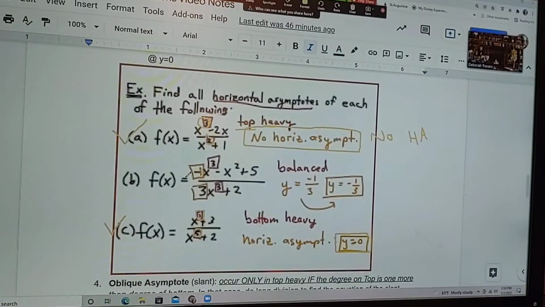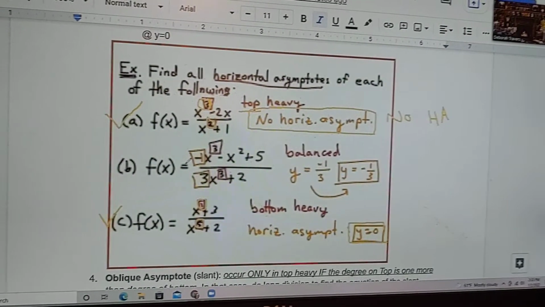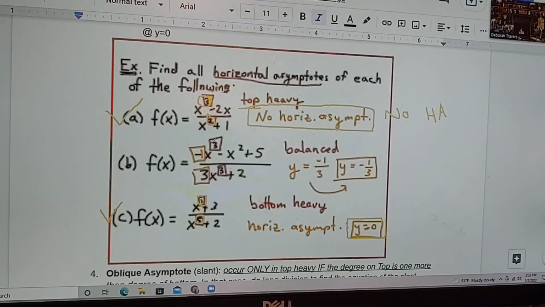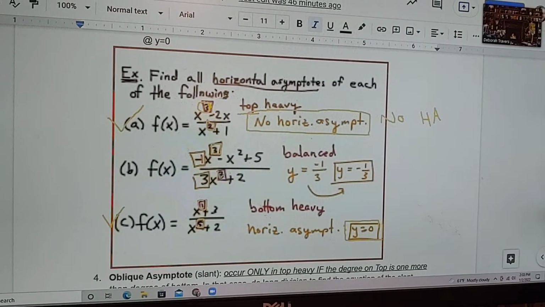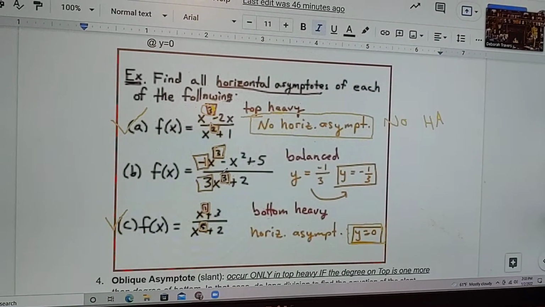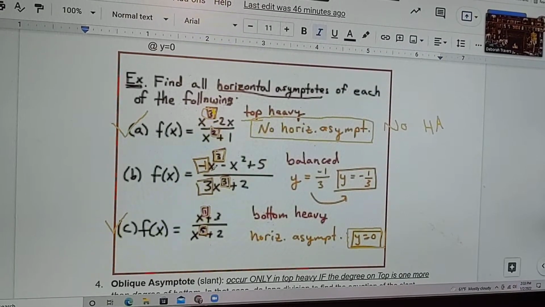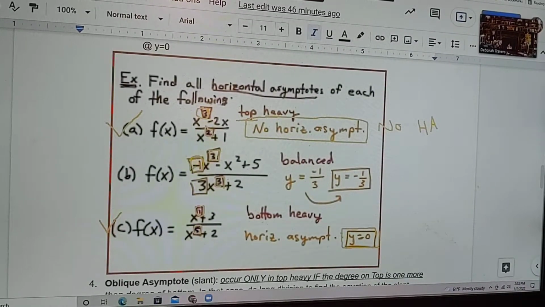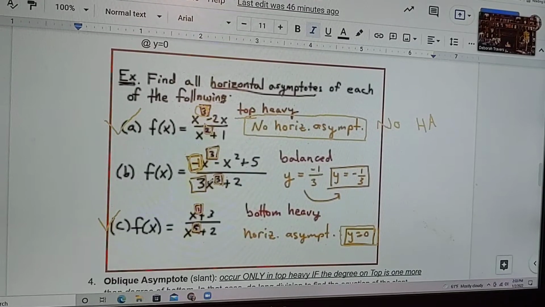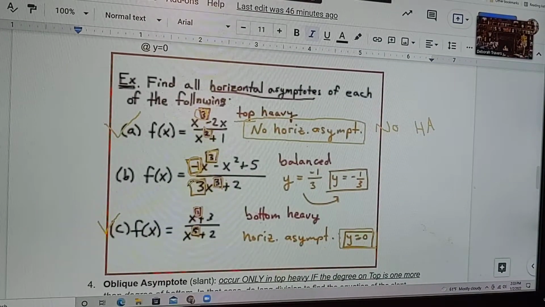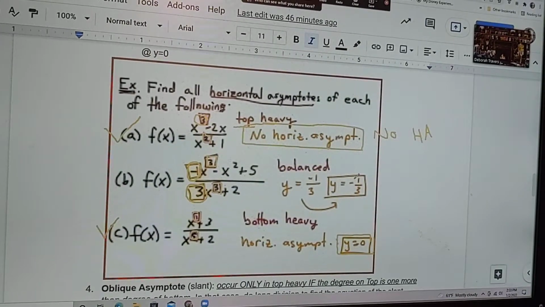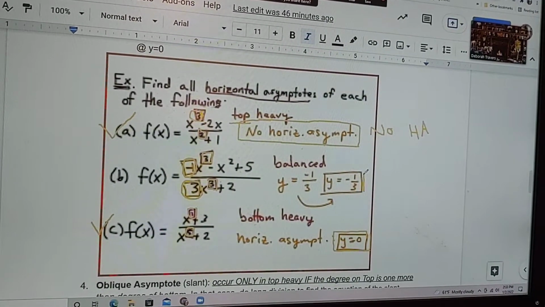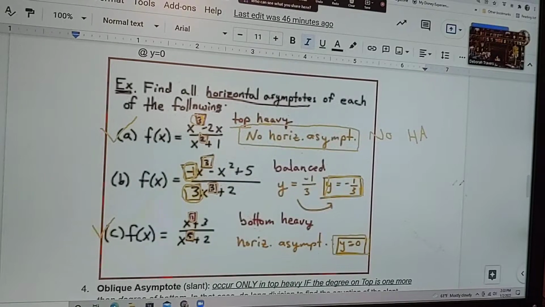Now, the middle one is the one I actually think is the most complicated. The middle one is when the degree is perfectly balanced. See how the degree is 3 and the degree is 3. When that's the case, whatever the leading coefficient of the top is, in this case it's -1, over whatever the leading coefficient of the bottom is, in this case it's 3, becomes your equation, y equals -1 over 3. That's where your horizontal asymptote exists.